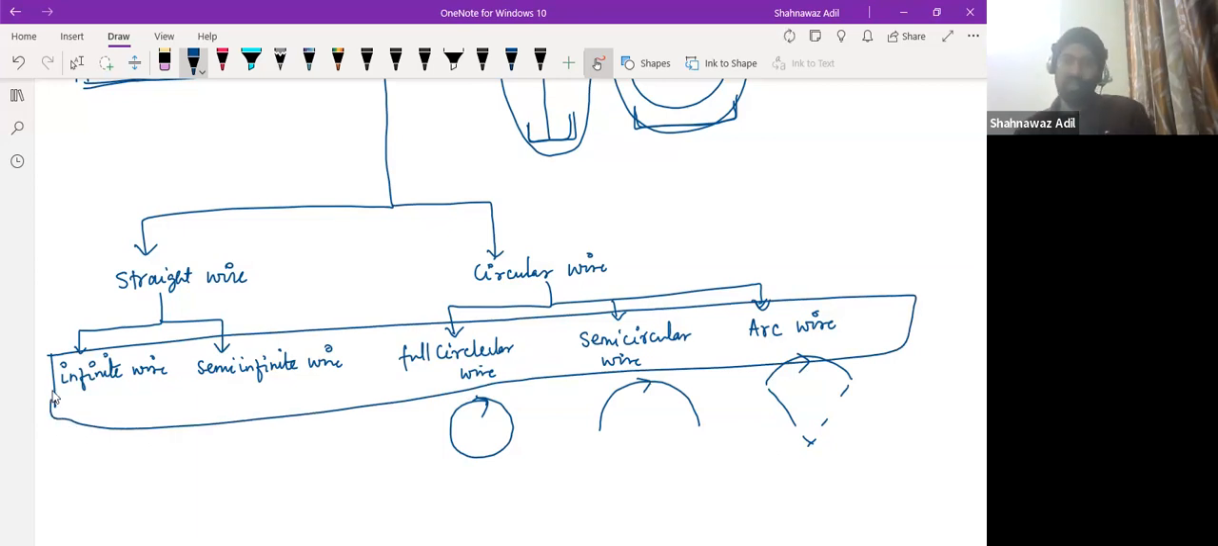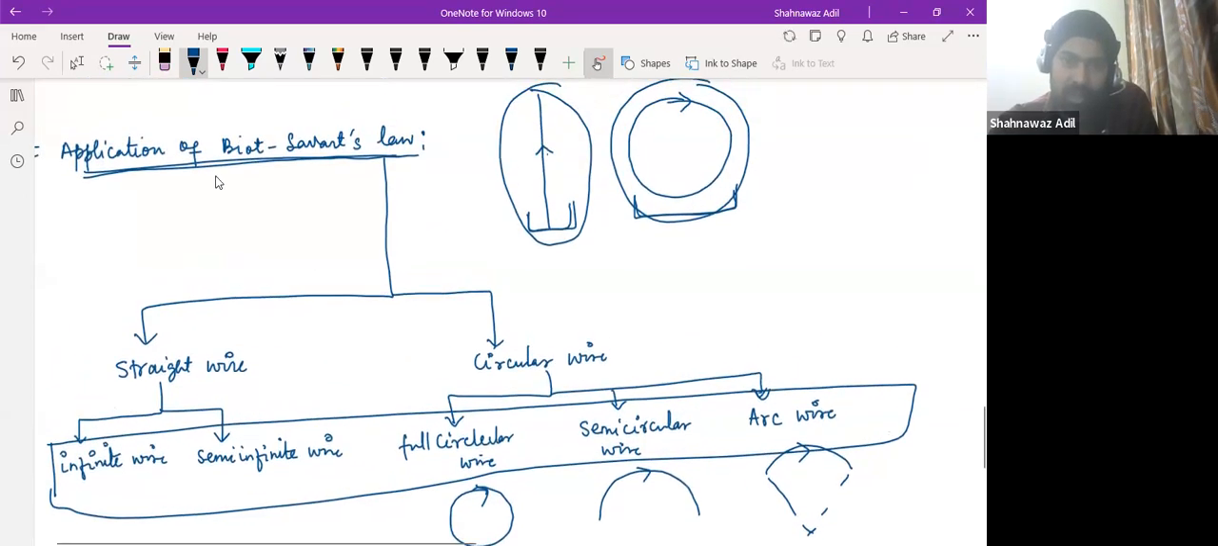Let me directly write. The proving part we will do for some of these, but the proof is not needed for the infinite wire and semi-infinite wire. The proof for the infinite wire we will do using the other law, Ampere's circuital law. But from Biot-Savart's law, I will directly write that.